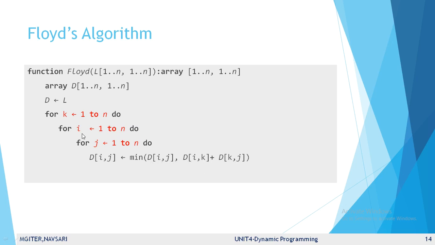Now there are two loops, for i equal to 1 to n, and for j equal to 1 to n. We find the minimum of distance i to j and distance from i to k plus distance of k to j from the previous matrix. Whenever k equal to 1, then we find for vertex 1. Whenever k equal to 2, then we find the minimum distance for vertex 2. Whenever k equal to 3, then for vertex 3. Similarly for vertex 4 up to n.